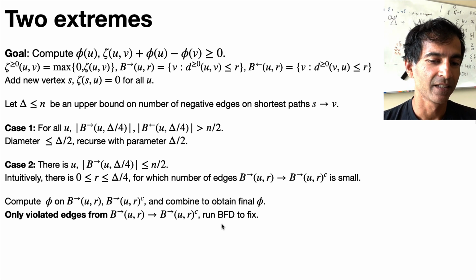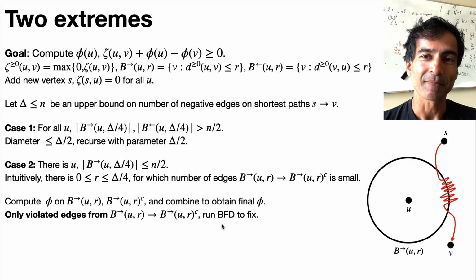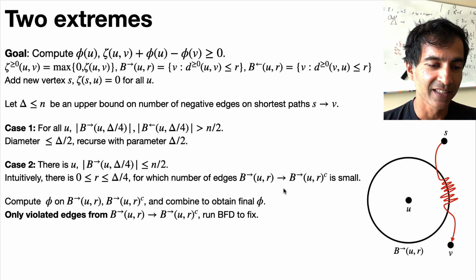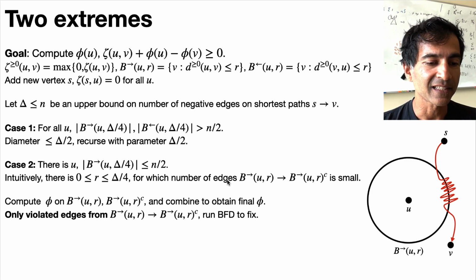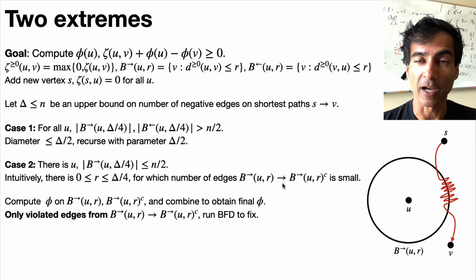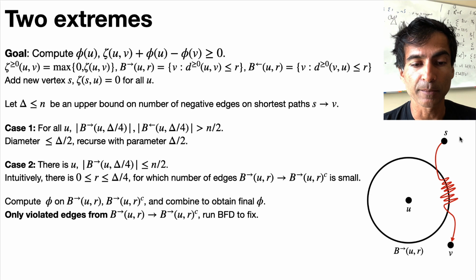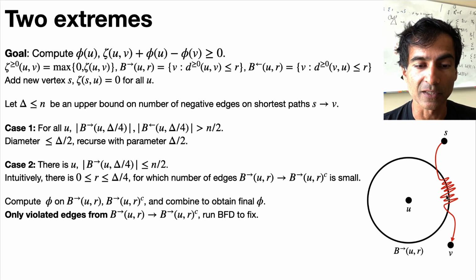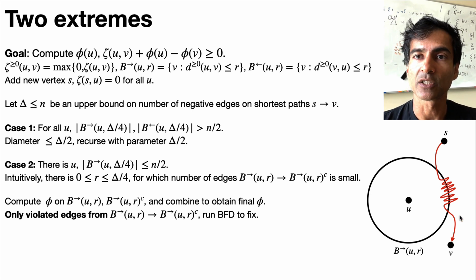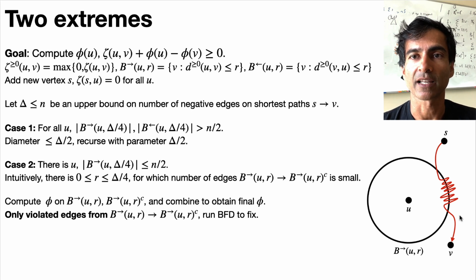Now, the problem is maybe this intuition doesn't make that much sense, because the fact that the ball is not expanding doesn't mean that the shortest paths do not intersect the boundary of the ball a lot. For example, you could have this picture. You could have a ball that doesn't expand a lot, so there are not many edges on the boundary, but it could be that some shortest path goes along the boundary and crosses from inside the ball to outside the ball many, many times. And that would make the BFD algorithm take a long time to compute on that shortest path.